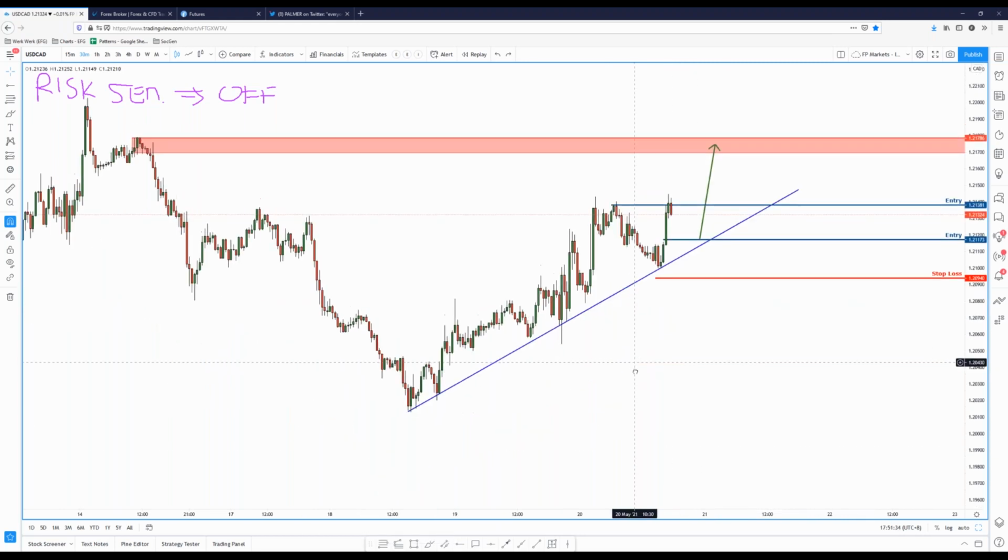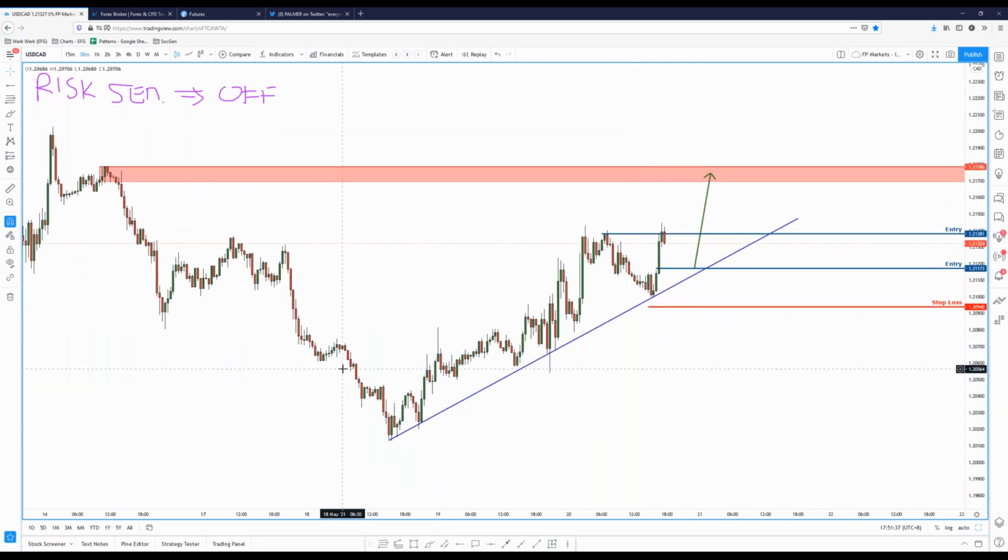All right, so this is what I see for dollar CAD as well. So bullish, right? But if you really want that confirmation, you can just wait for a break and a close above 1.2138.